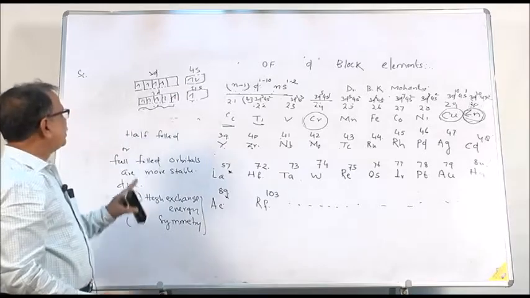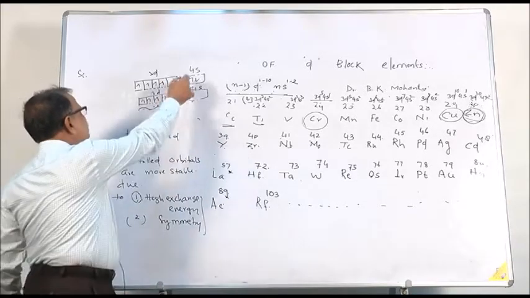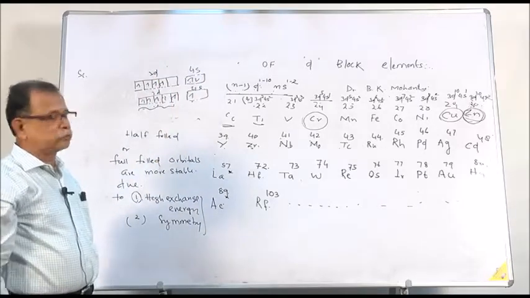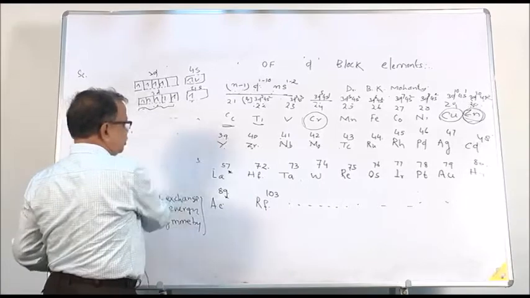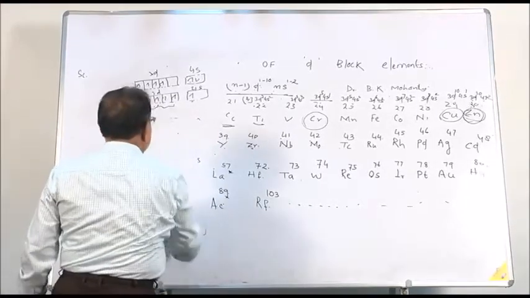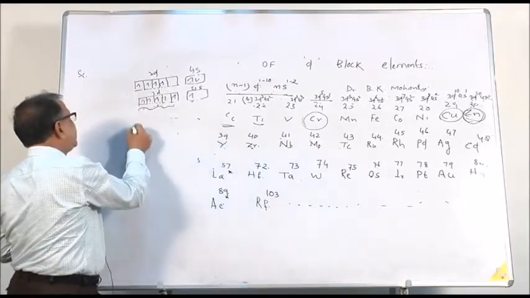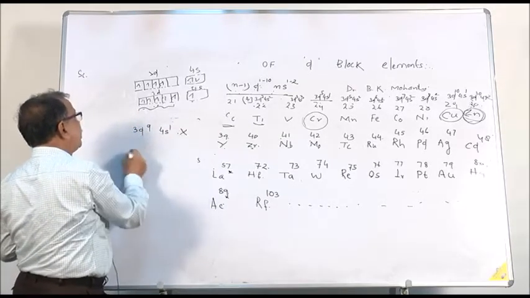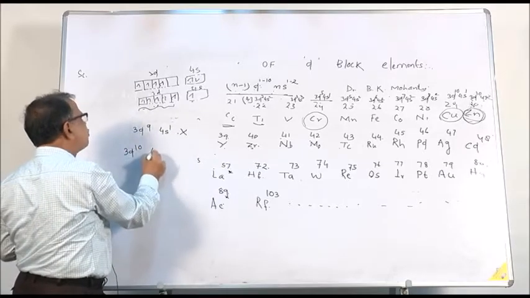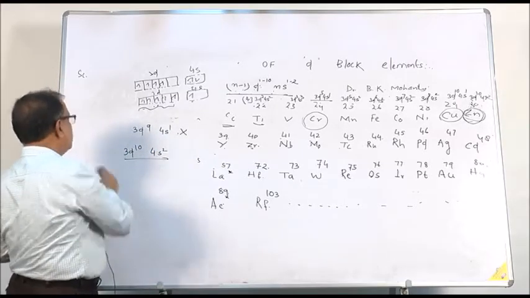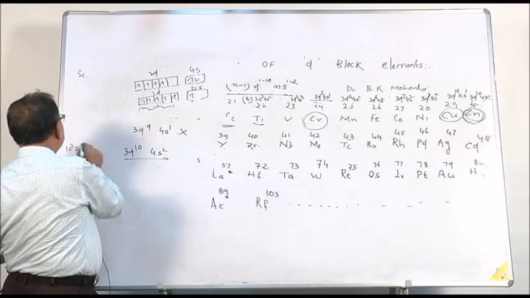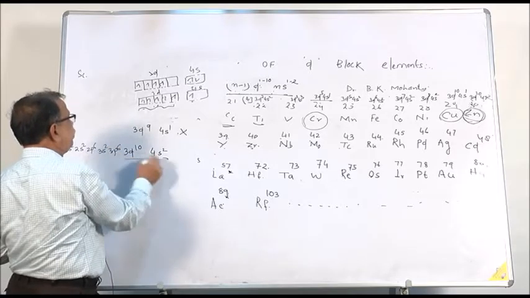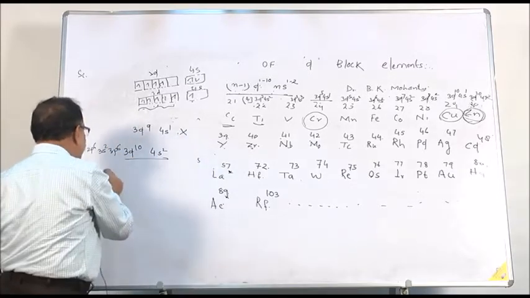If you write 3d4 4s2 for chromium, you will get zero marks. It will be 3d5 4s1. Similarly, the copper configuration will not be 3d9 4s2, it will be 3d10 4s1, that is 1s2, 2s2, 2p6, 3s2, 3p6, 3d10, 4s1. Similarly, we can find d9 and d10.